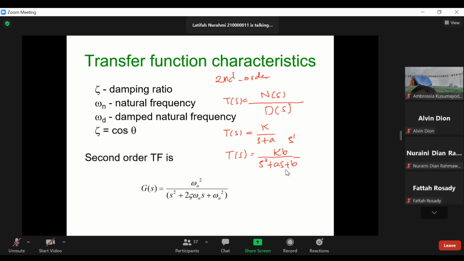Right, so the denominator, this one, we call it a characteristic equation. Characteristic equation. Right?